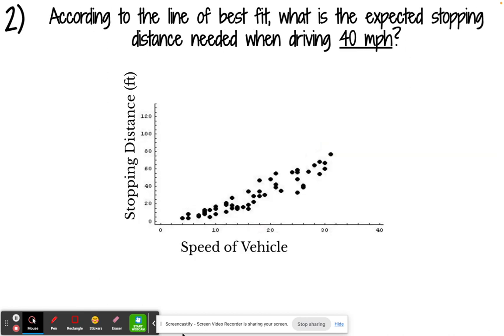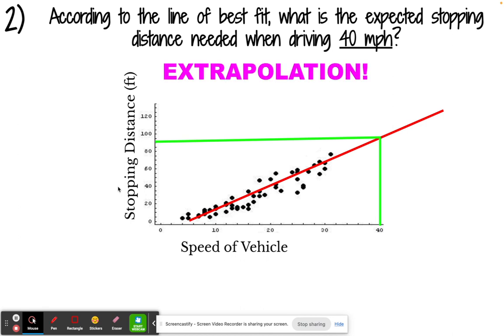Now let's look at this one. It says, according to the line of best fit, what's the expected stopping distance needed when driving 40 miles an hour? Down here I have the speed of the vehicles in miles per hour. Going up my y-axis, I have my stopping distance. Well, 40 is way out here. It is outside of the points I have, but I can still use my line of best fit to make predictions. Go up to my line, look across. It looks like it's somewhere in the ballpark of 90 feet. That would be considered extrapolation because I had to extend my line to find that information, because it's not within the data points on my scatter plot.